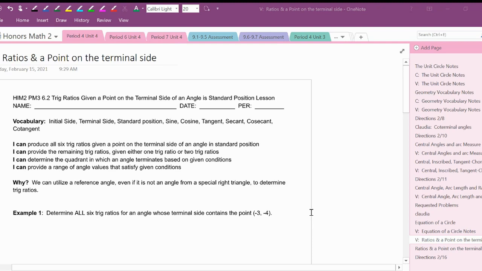And then we're also going to do a couple of problems asking in which quadrants would satisfy particular characteristics, and then an application problem. Take a moment to pause the video and review the vocabulary, the I can statement, and the why for today's lesson. And after you've done that, then you can resume play.